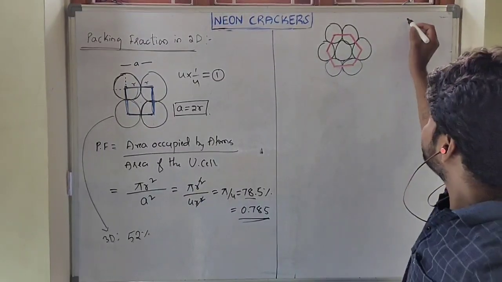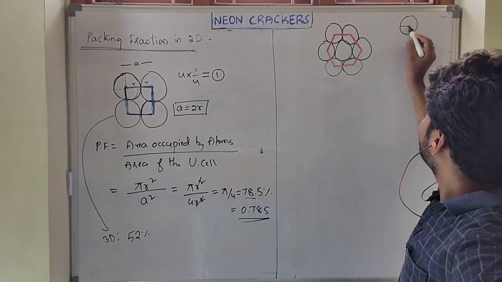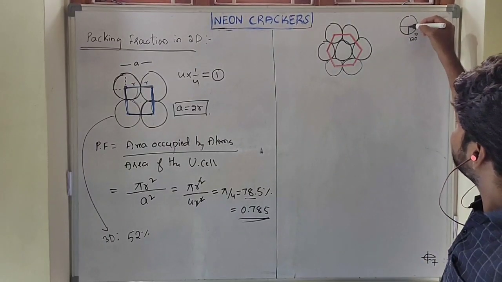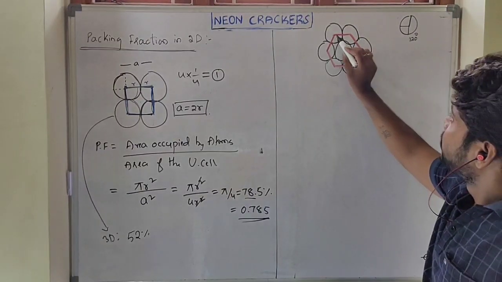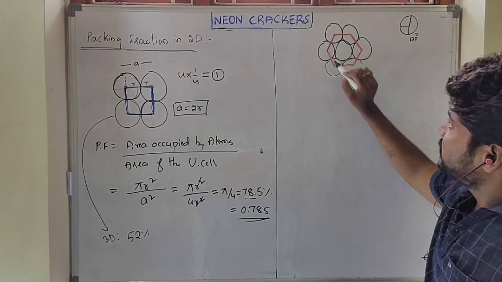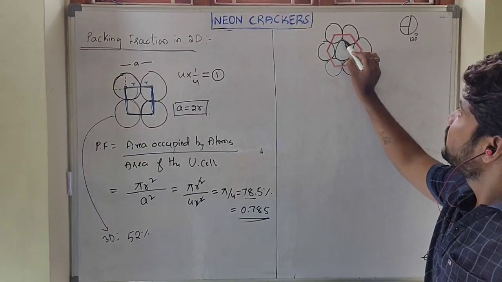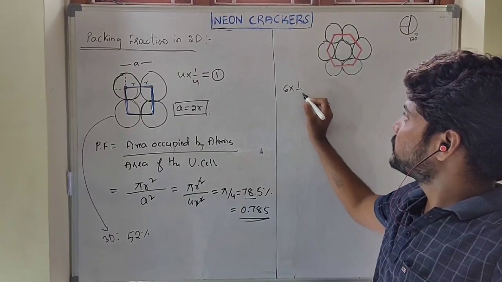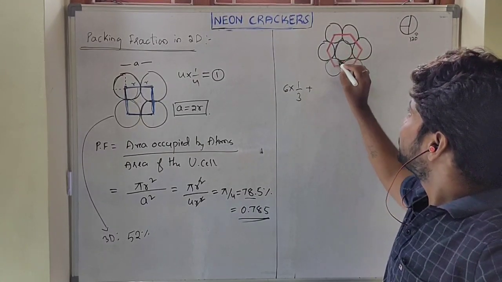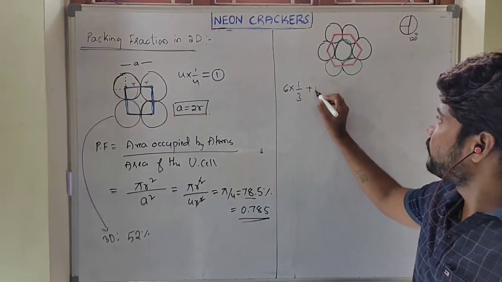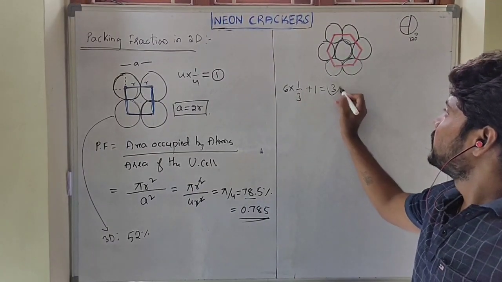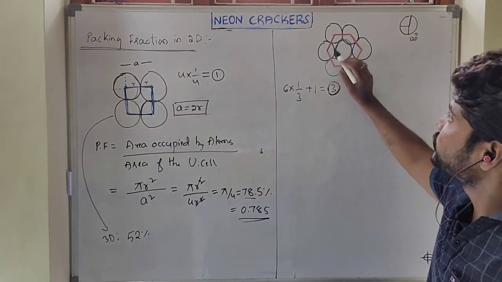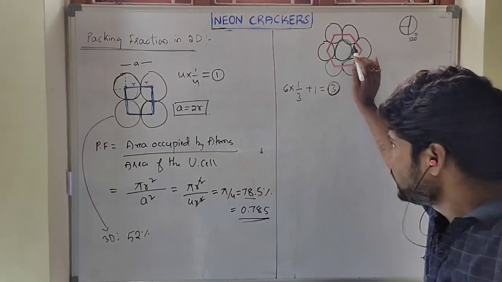So in hexagonal, of course, what is the angle? Each angle is 120 degrees, and that means the contribution is 1/3. So this atom's contribution towards this unit cell is 1/3. Here 1/3, here 1/3, here 1/3. 6 atoms with contribution 1/3 each, plus 1 inside the unit cell, which has complete 100% contribution, that's why 1. So the total number of atoms is 3, that is Z. Z equals 3 for this 2D hexagonal unit cell.